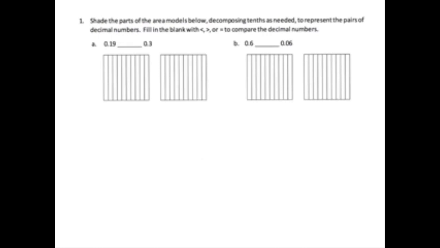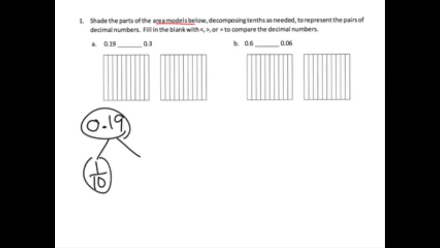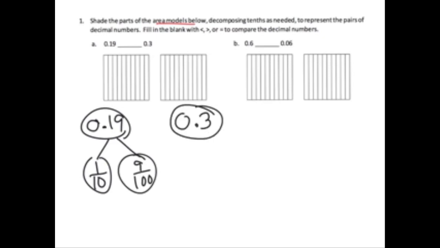So in this set of problems, we're being asked to use the area model in order to compare our values. And so the idea is we're going to start with this first one right here. We're going to look at 0.19. And what does that mean? Well, 0.19, we need to remember that that is 1/10 plus 9/100. All right? And then the 0.3, what does that mean?